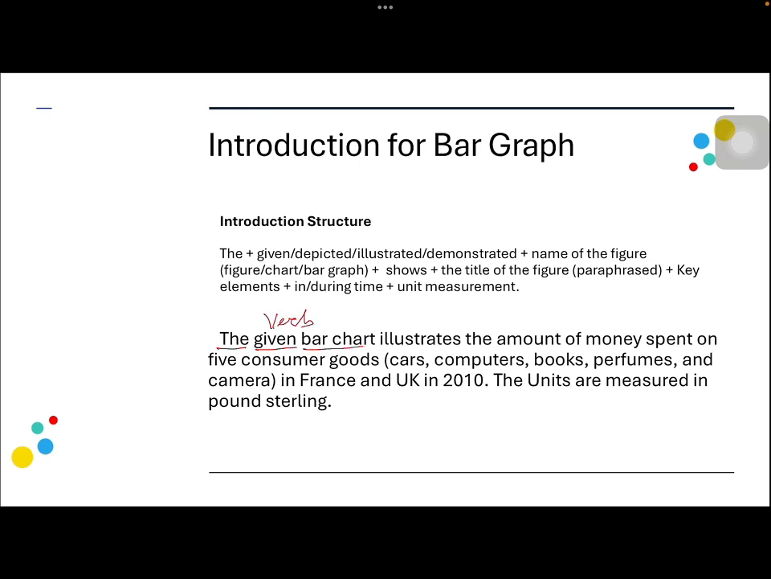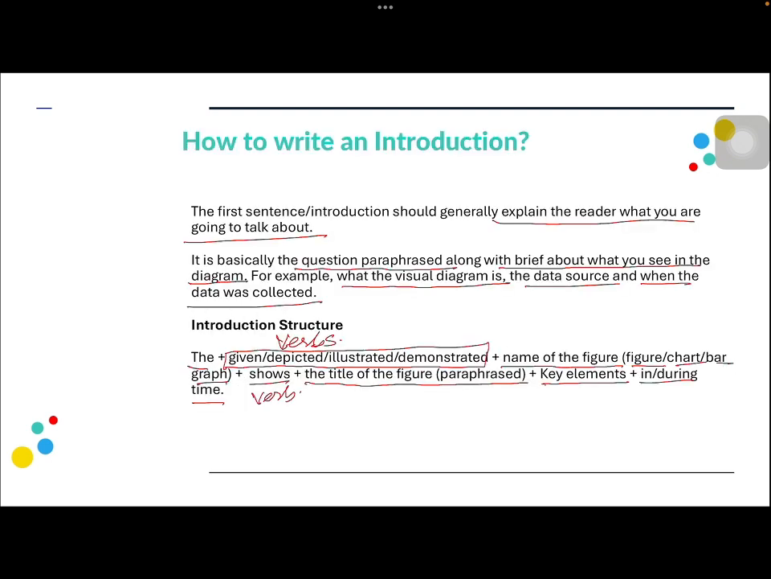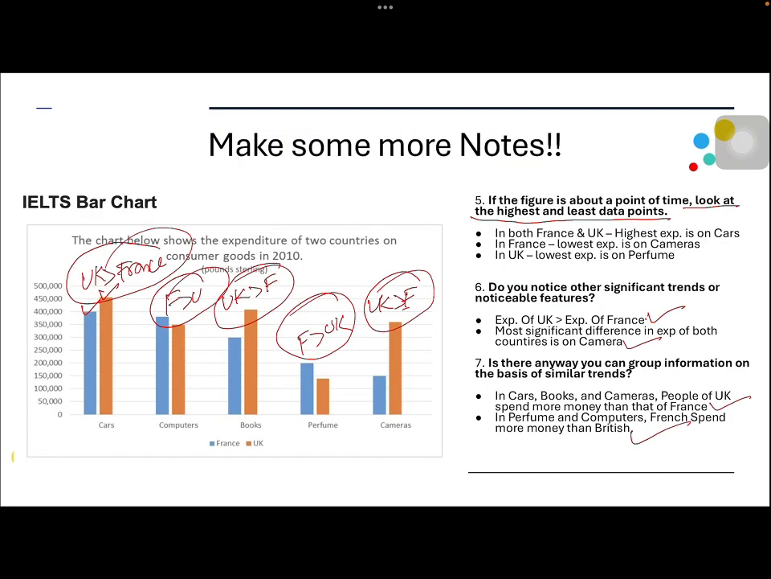The given, so this is a verb. The given bar chart, name of the diagram, illustrates, another verb. Do not repeat the same verb again. The given bar chart illustrates the amount of money spent on 5 consumer goods, which are these, in France and UK in 2000. The units are measured in pound sterling. So we paraphrase the question. As you can see, the question was not the same.